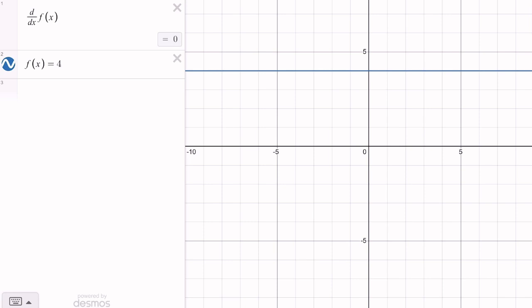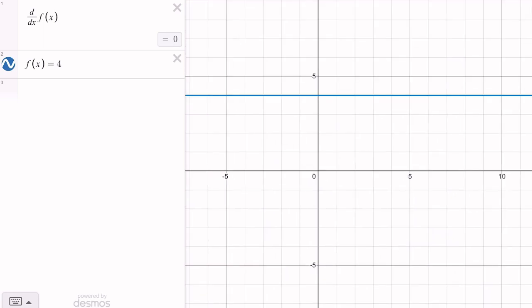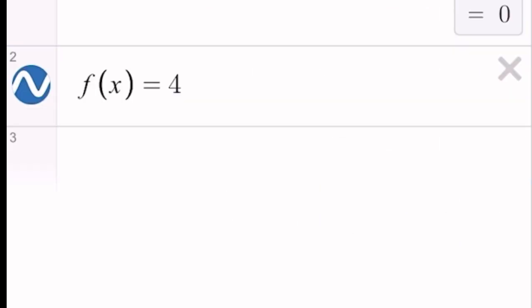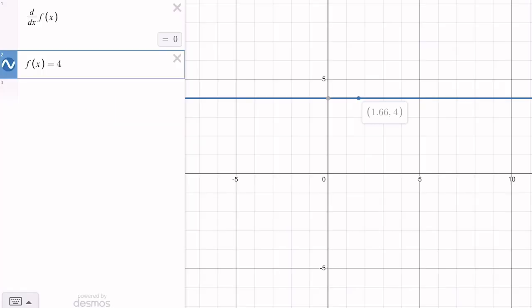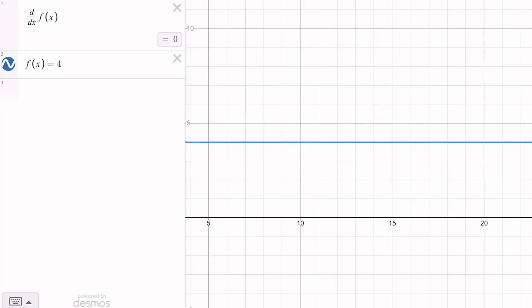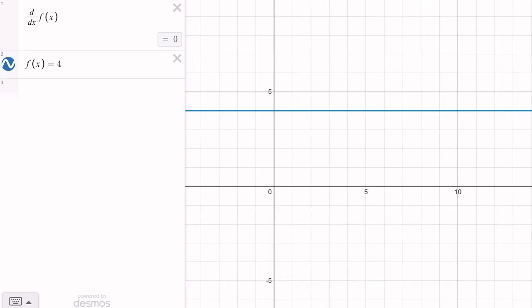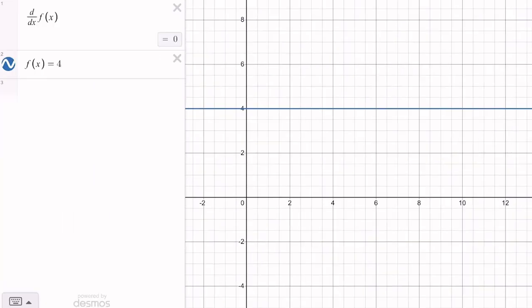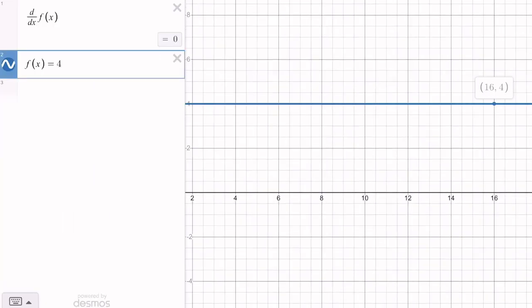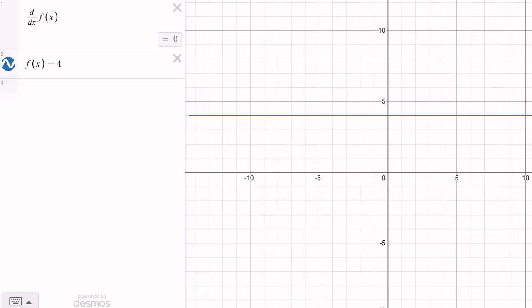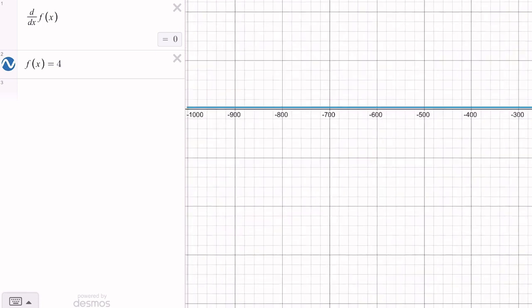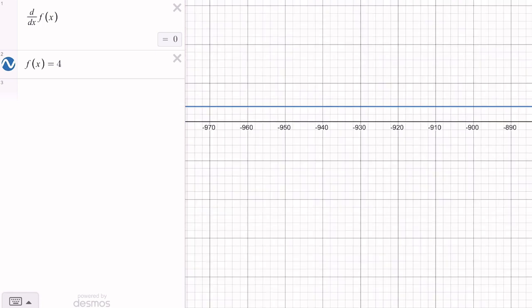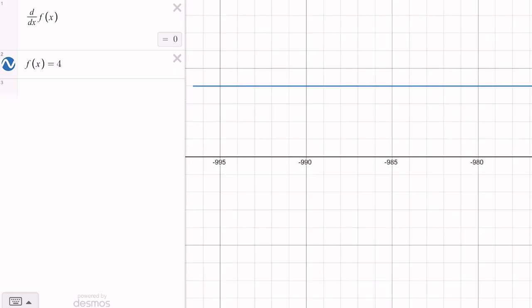Alright, so when we take a look at this graphing calculator, we have f(x) where f(x) equals 4. So this is just going to be a straight line. And in the other equation, we're taking the derivative of f(x), and it returns 0 because the derivative of a constant is 0. And on this line, the slope is 0 because the line continuously goes straight. The y value never changes.